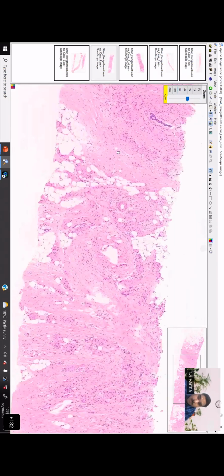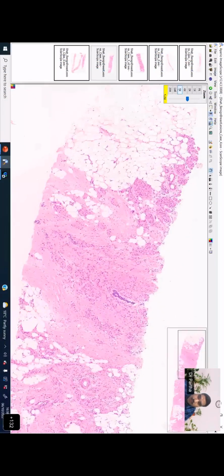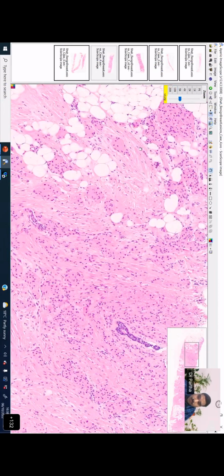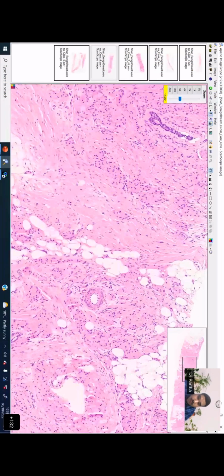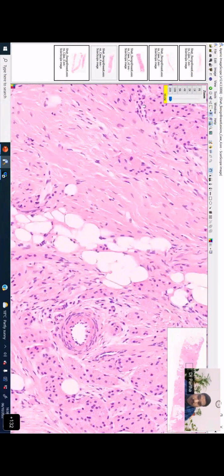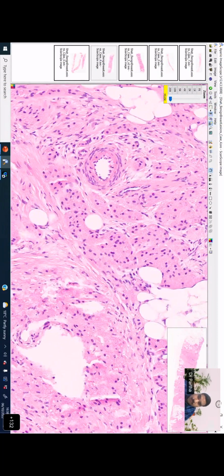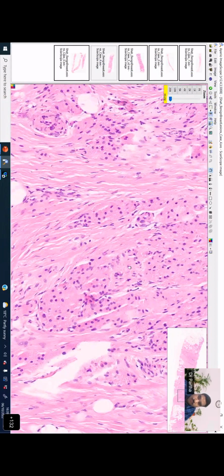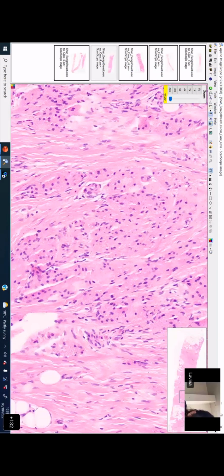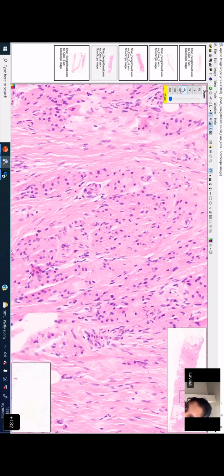Going to high power, and higher power, ma'am. We can see large round to oval cells with eosinophilic cytoplasm, which is also granular, and the nucleus is round to oval, ma'am.